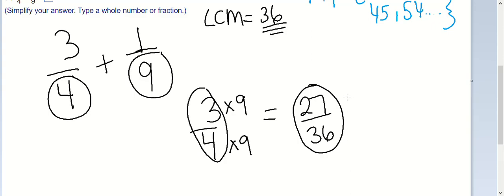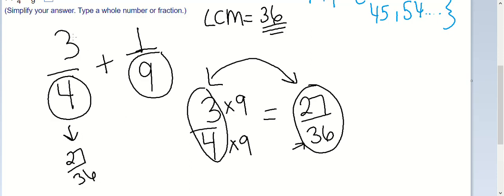It's exactly the same fraction, okay? If I were to reduce this to its simplest form, I would get 3/4. These are mathematically equivalent. The difference is now I've got that 36 as my denominator, which is exactly what I wanted. So my 3/4 became 27/36. So I've changed one of my fractions.